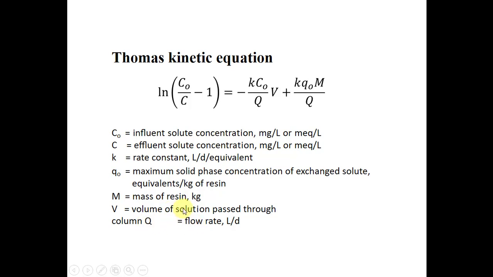So V is the volume of solution, not the volume of the reactor or the column. It is the volume of solution which is passing through the column, and Q is the flow rate.